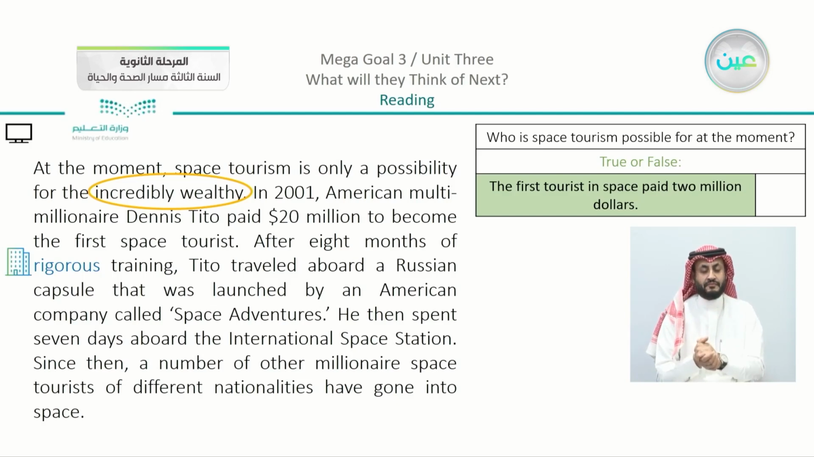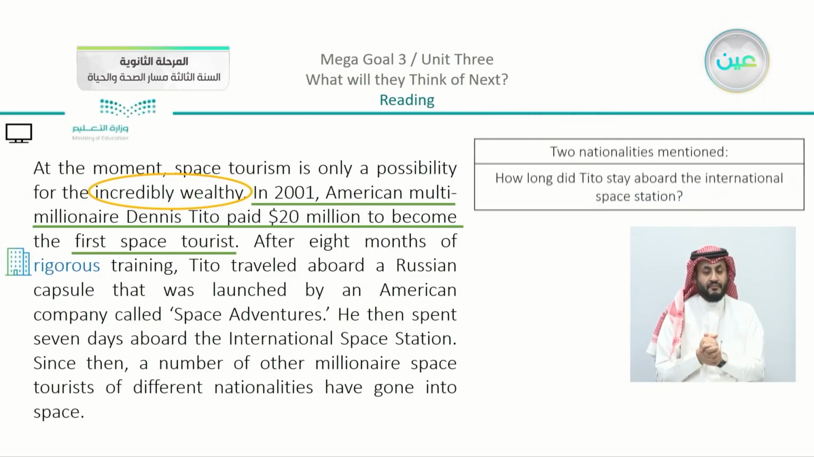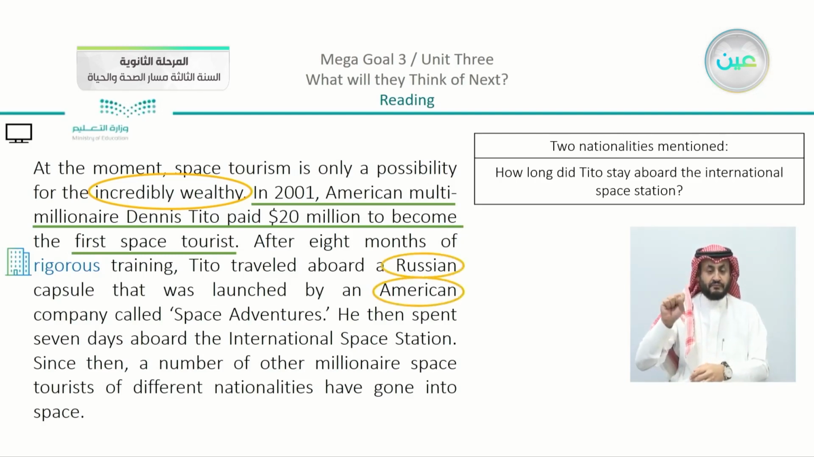And we have another question, which is true or false. The first tourist in space paid $2 million. We can see here that the American multimillionaire Dennis Tito paid $20 million to become the first space tourist. So the statement said 2 million, but actually it is 20 million. So this is, of course, false. Moving on, we also have questions. Two nationalities are mentioned. What are the nationalities mentioned here in the paragraph? You can see that we have Russian and also American.